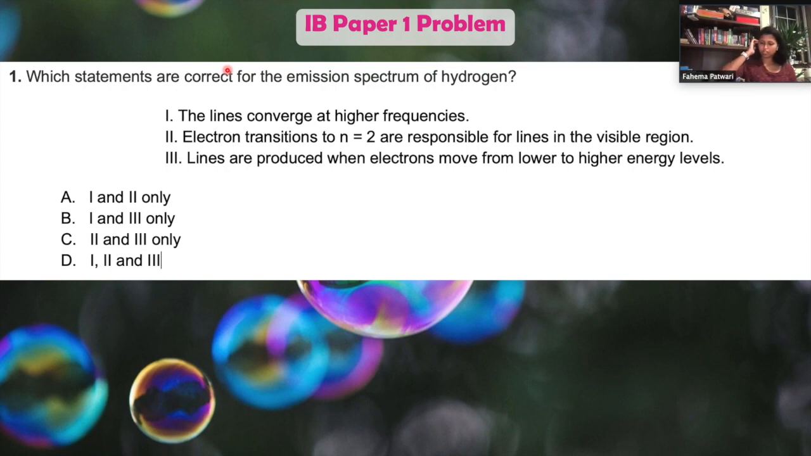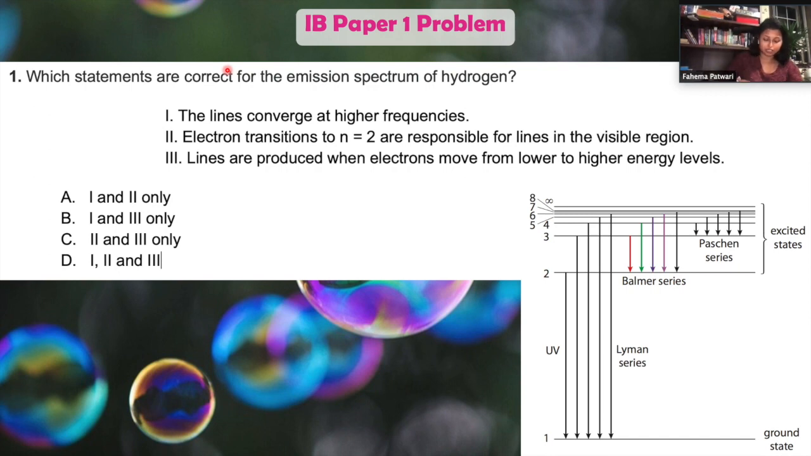Okay, so let's try a couple of these. Which statements are correct for the emission spectrum of hydrogen? Lines converge at higher frequencies. Is that true? Yes, it is true. These lines are far apart, and at higher frequencies, meaning higher energy levels, the lines are very close together. Electron transitions to energy level 2 are responsible for visible light. Yep, exactly.